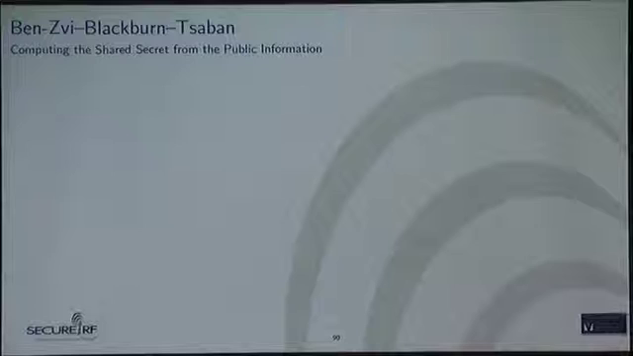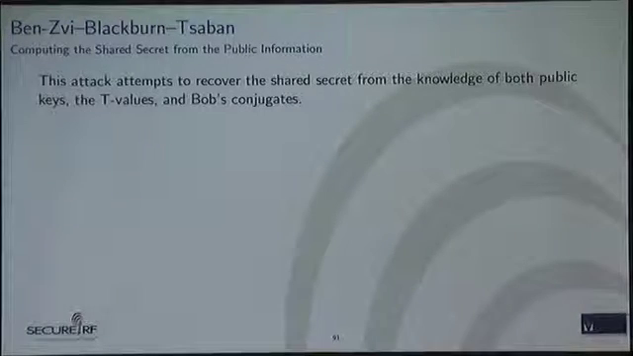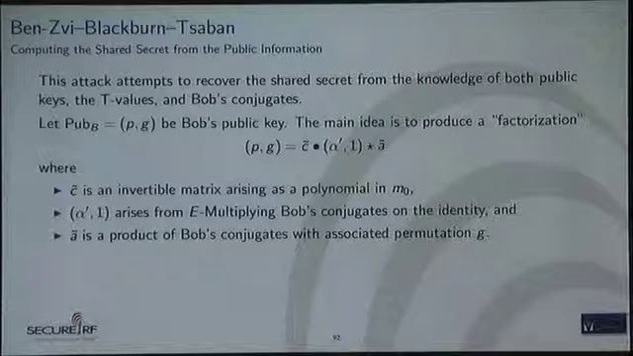So this is the BBT attack that came out last November, and what they are claiming is that they can compute the shared secret based upon a lot of public information. So what they can do is, if you have knowledge of both public keys, the T values, the seed matrix, which I forgot to put in here, and one of the sets of conjugates, using all that data, you can then do a lot of pre-computation and then eventually compute the shared secret.